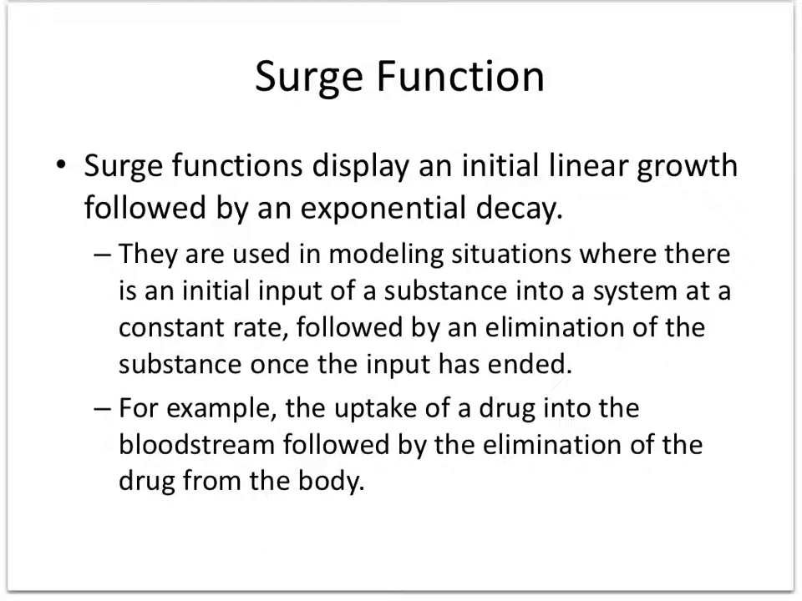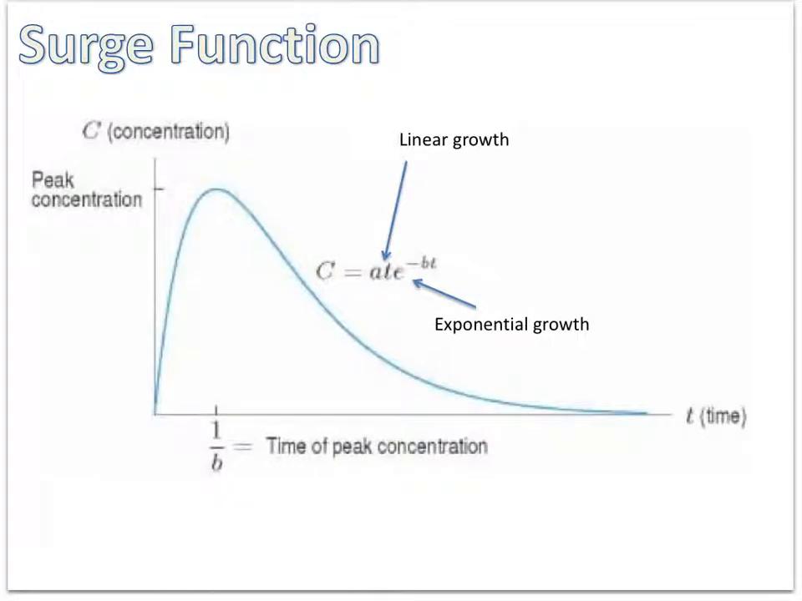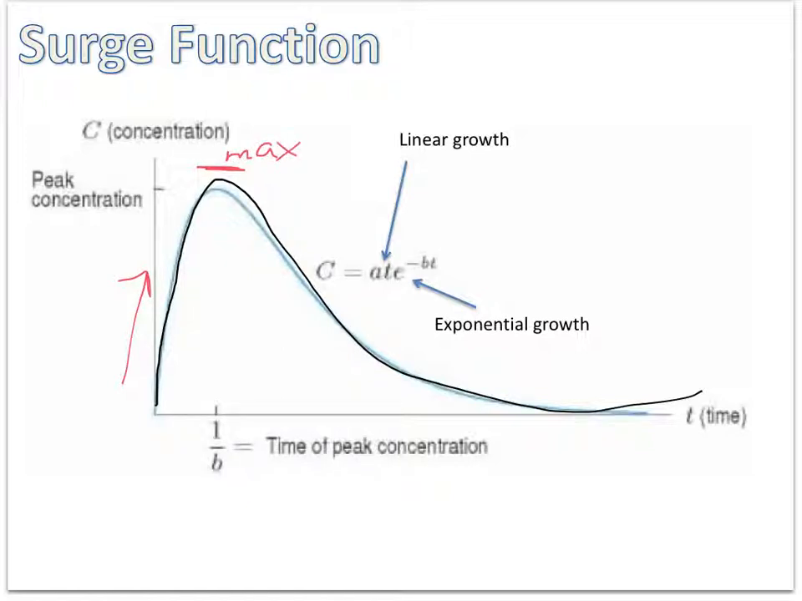Here's a good example of a drug going into the bloodstream and then leaving your body. This would be a perfect example of where a surge function would be used. This is what they look like, meaning that they start linear and just shoot up very quickly and go exponentially till finally they top out at a max. Again, this looks just like when we did the example with Vivian with the deadly needle.